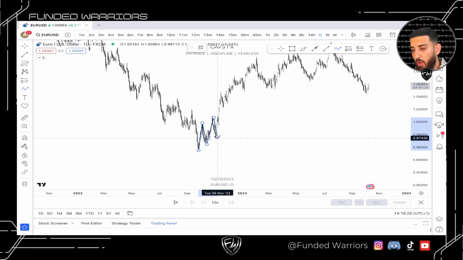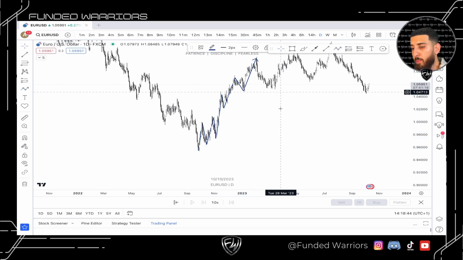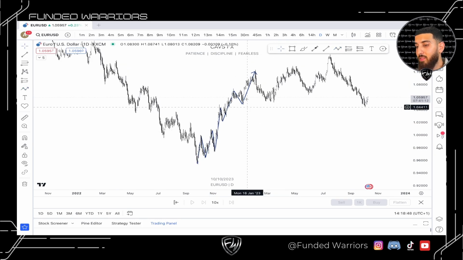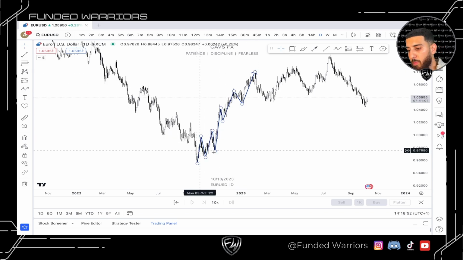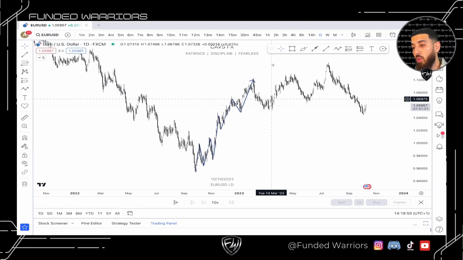Okay, then we've got another higher low here, then price created another higher high. Okay, then we've got another higher low, price created a higher high. We've got a higher low here, price created a higher high, so on so forth. Okay, so now we know that Euro USD is in a bullish trend from this period onwards. Why? Because price is following the bullish trend. Okay, it's creating the higher highs and the higher lows.